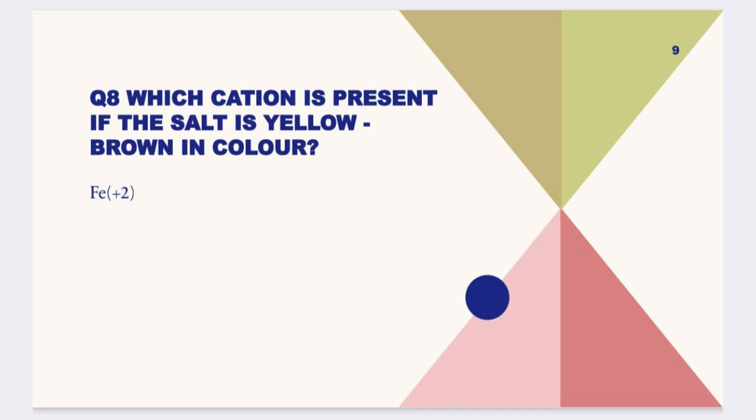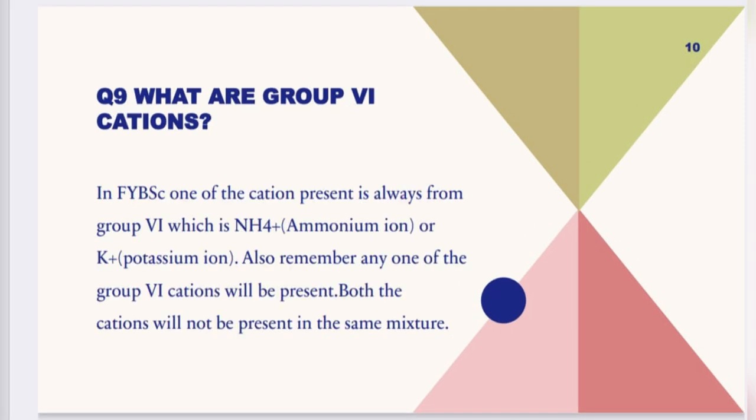We move to question number 9. What are group 6 cations? In FIBSU, my dear friends, one of the cations present is always from group 6, which is ammonium ion, that is NH4+, or potassium ion, that is K+. So these are the 2 ions which constitute group 6.